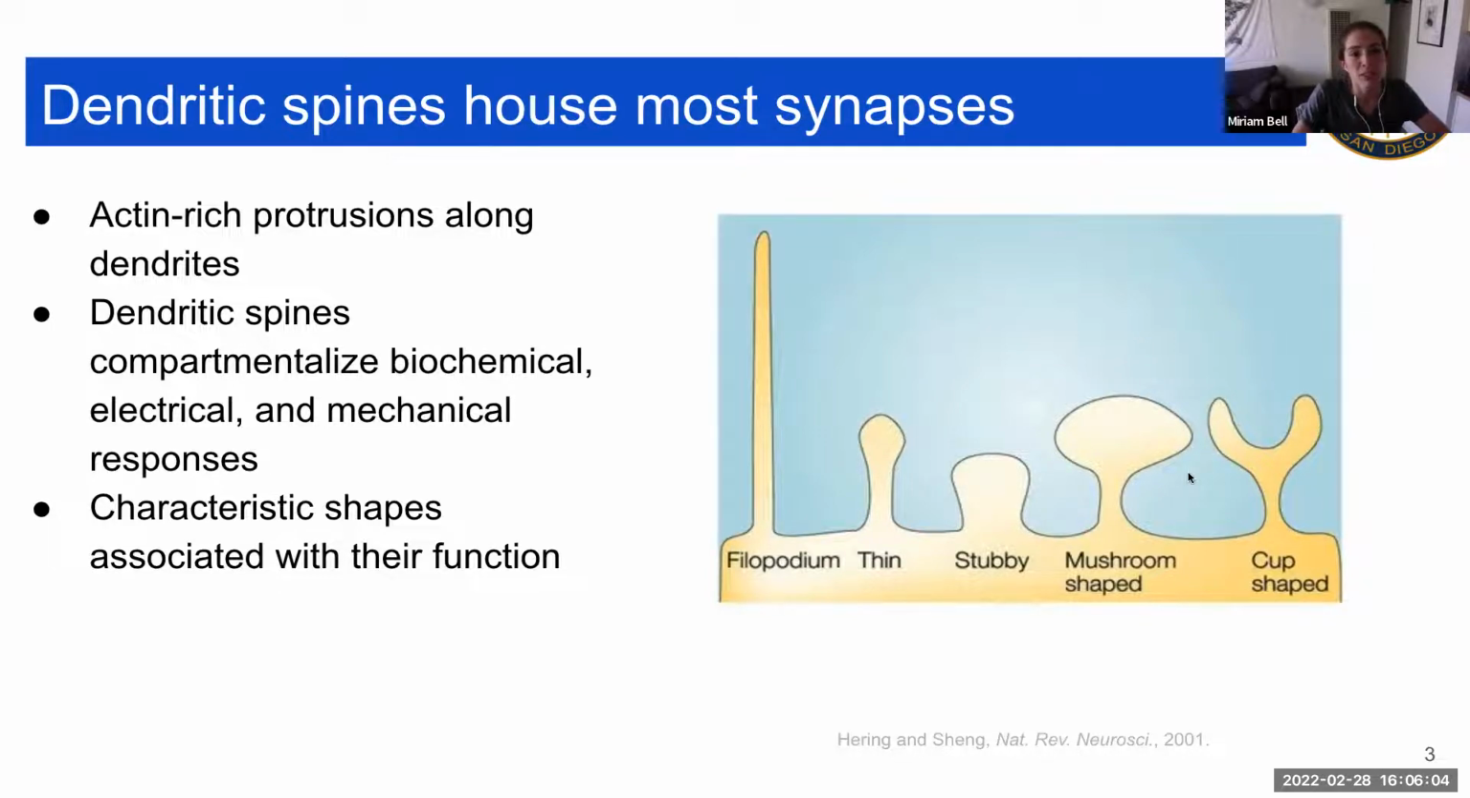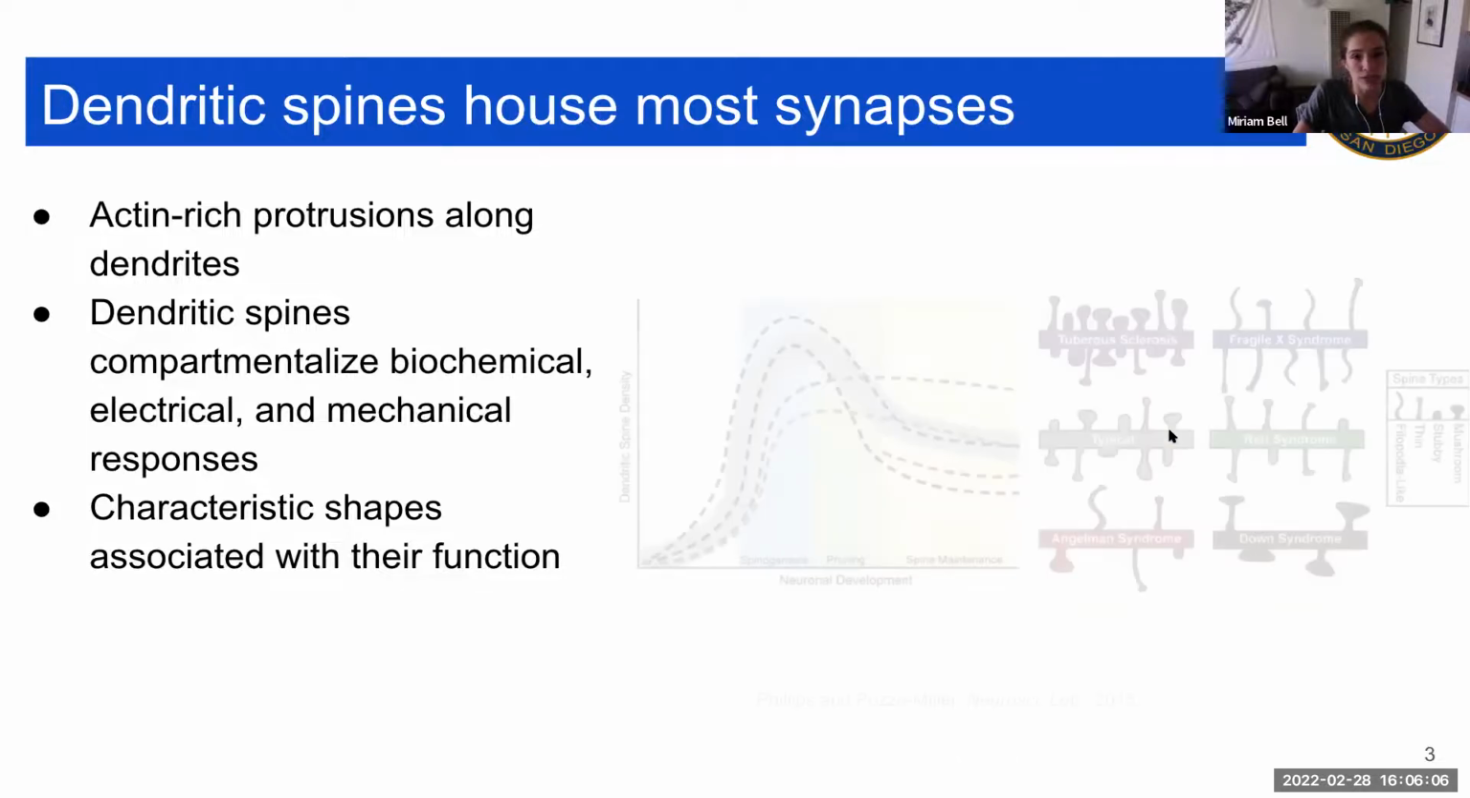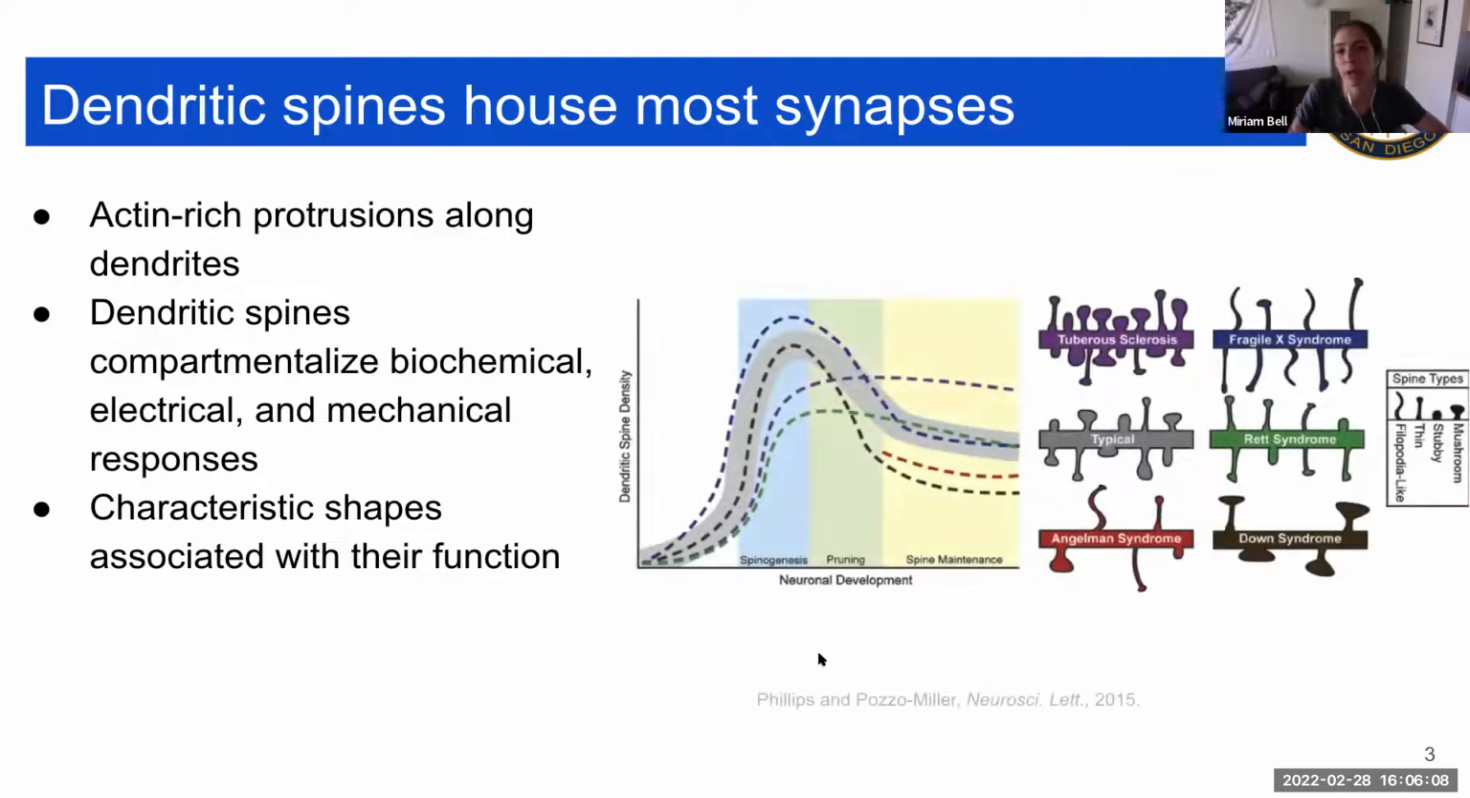So we also know that spine shape and density can change over time. This is a plot just showing how spine density changes during neural development, and then also typical spine shape and densities for different disease states. So we do know that spine shape is somehow correlated to function, but we're not entirely sure how. So during synaptic plasticity, dendritic spines undergo biochemical and structural changes, and that's what we're going to be discussing today.